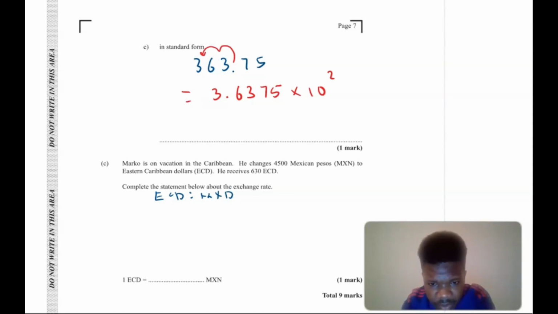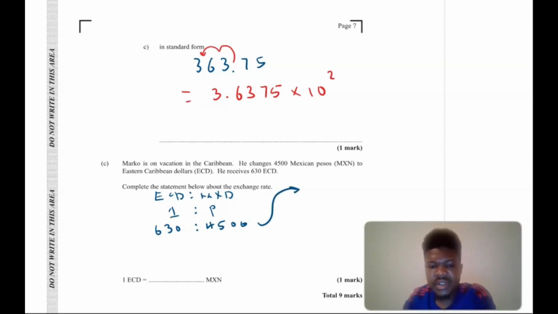So now this is what we know. We want 1 EC dollar. We don't know how many Mexican pesos, so we can put P for pesos. We know that when we have 630 of this, we get 4,500 pesos. So let's continue over here. Now we're going to write it as a fraction. I'm going to make this side my numerators for my fractions. So I'm going to have P over 1 is equal to 4,500 over 630.